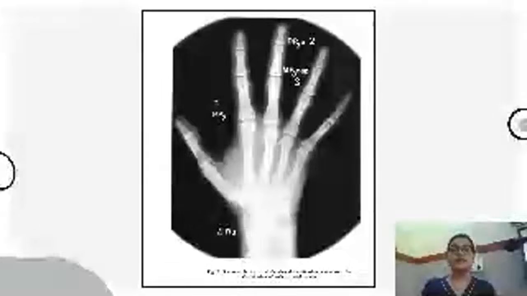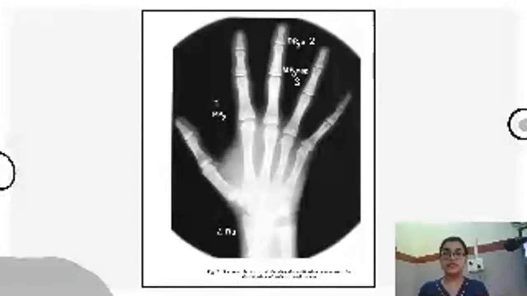This is a radiograph which shows the ossification centers which were used for the skeletal developmental classification, in which the first site is the proximal phalanx of the second finger, the second site is the distal phalanx of the middle finger, the third site is the middle phalanx of the third middle finger, and the fourth site is the radius.